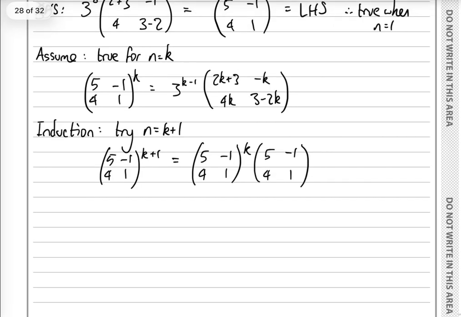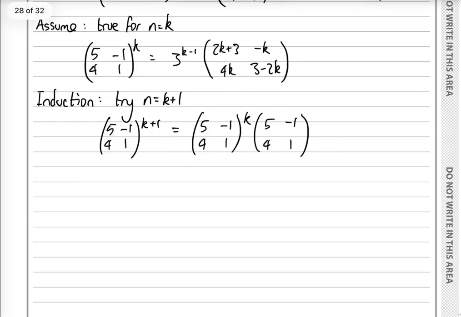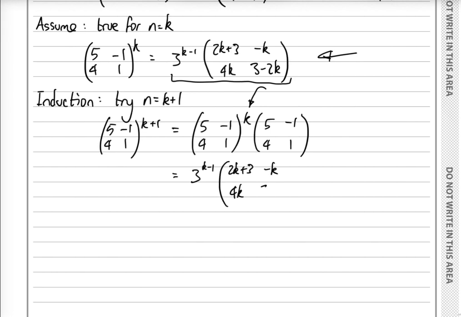And because that's the same, it doesn't matter if that's on the right or the left. I'm going to put it on the right so that the 3 to the power is in front here on the left. So that's a k minus 1, using this statement here to transform this matrix into this one. So this is followed by the matrix 2k plus 3, minus k, 4k, 3 minus 2k. If our assumption is true, we can replace that k matrix with this, and then we still have 5 minus 1 4 1 on the right.